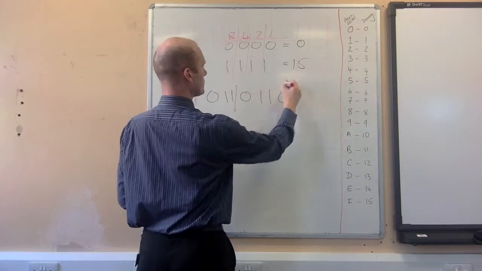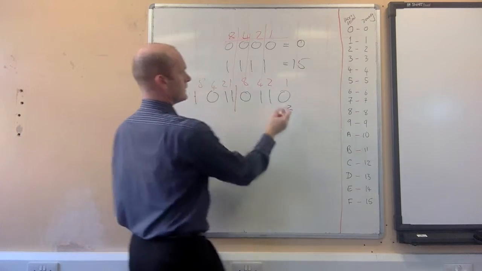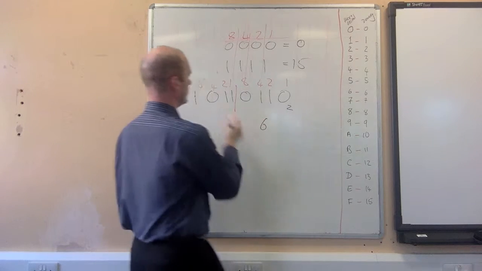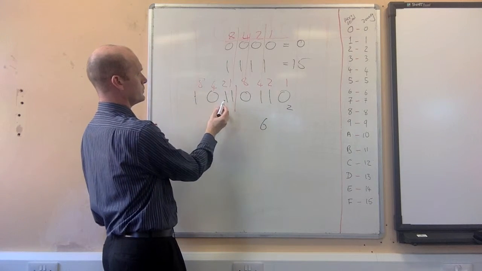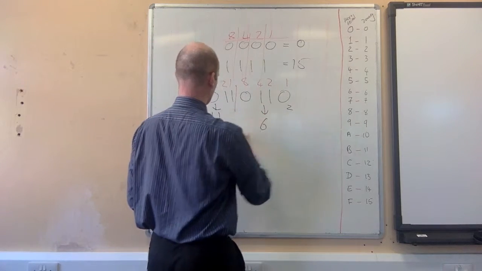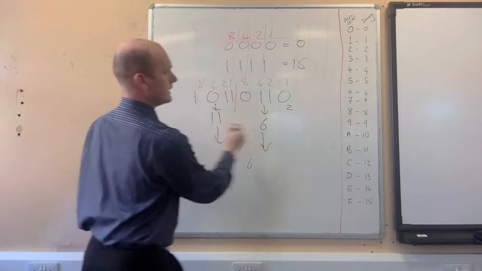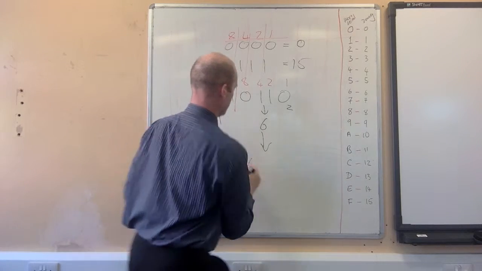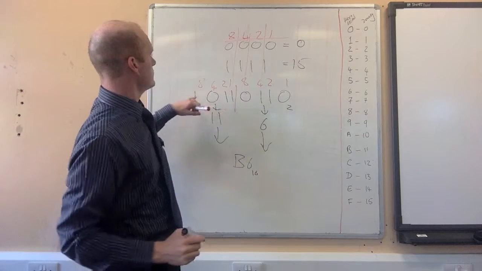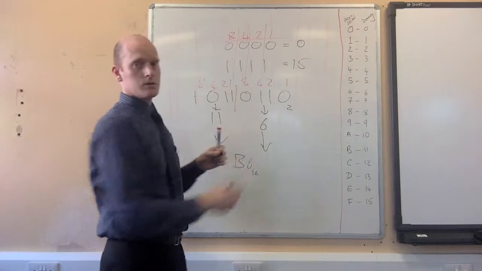So this one, 1, 2, 4, 8, and this one, 1, 2, 4, 8. 4 add 2 is 6, so that becomes decimal 6. This one is 8 plus 2, that's 10 plus 1, that's 11. So I then look up those in my table. 6 is obviously 6, and 11 is B. And so that is B6 in base 16. It's the same number as this, which is 1, 0, 1, 1, 0, 1, 1, 0.